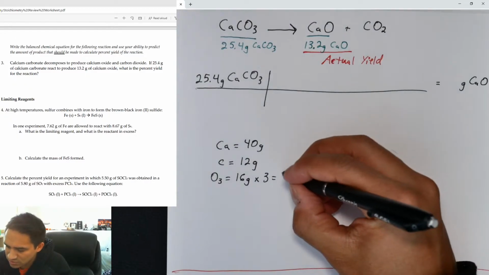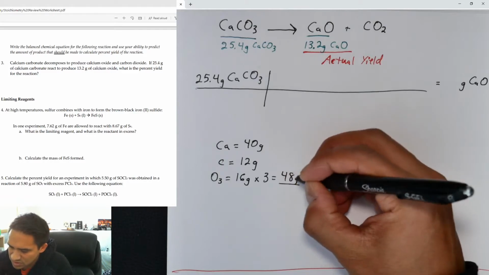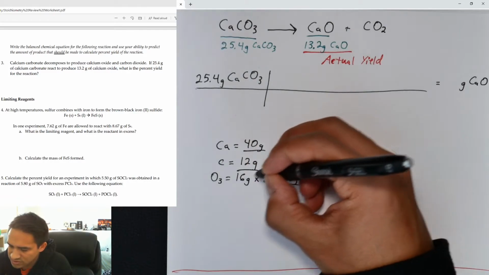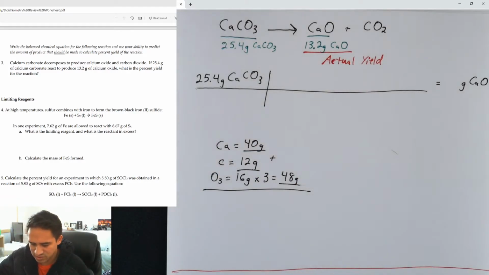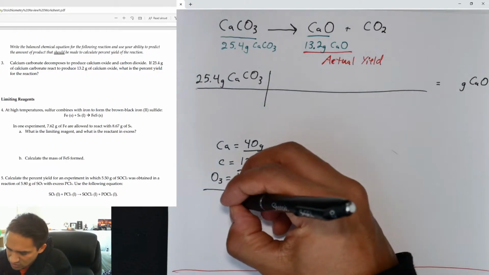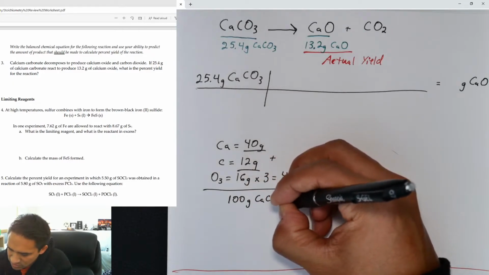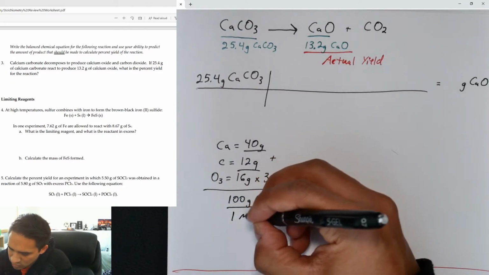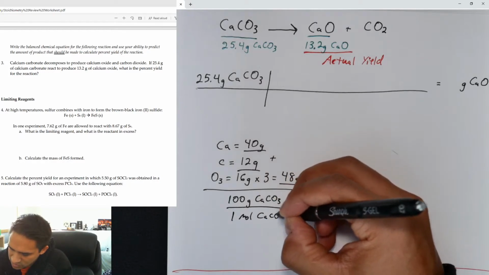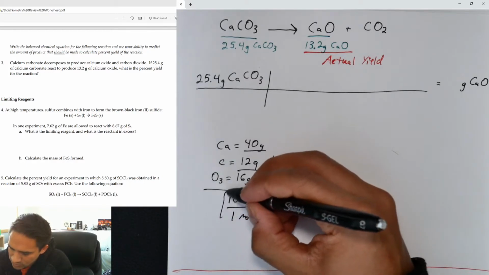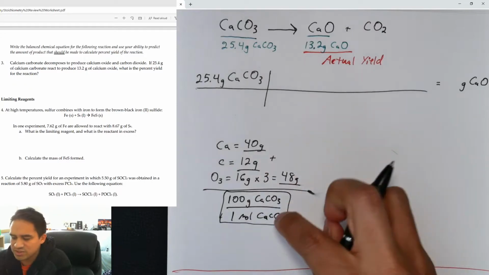And I get 48 grams for the oxygens. Then, of course, we will need to add all these together. So 48 plus 12 plus 40. We get a nice even 100 grams of calcium carbonate per 1 mole of calcium carbonate. So there's our molar mass for that material.